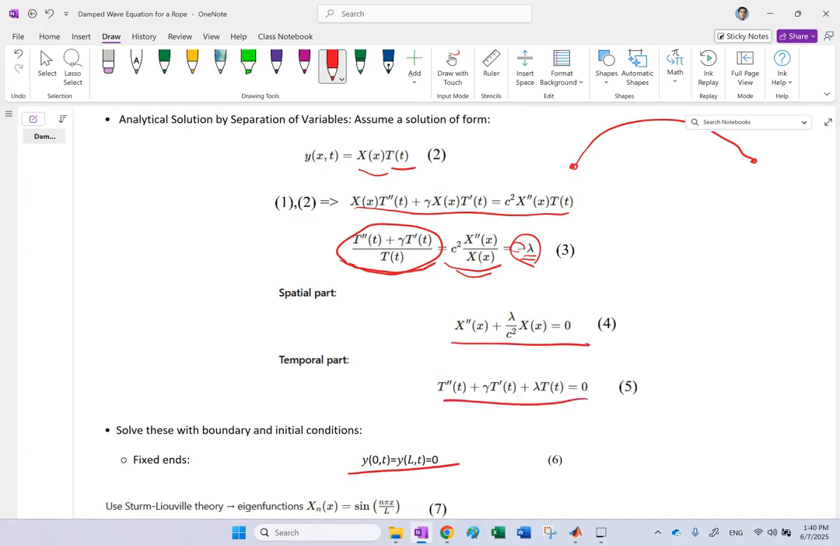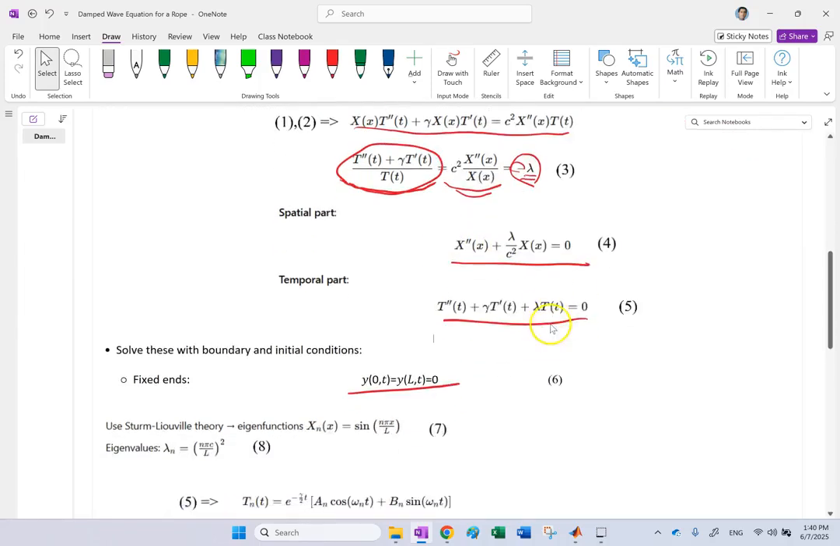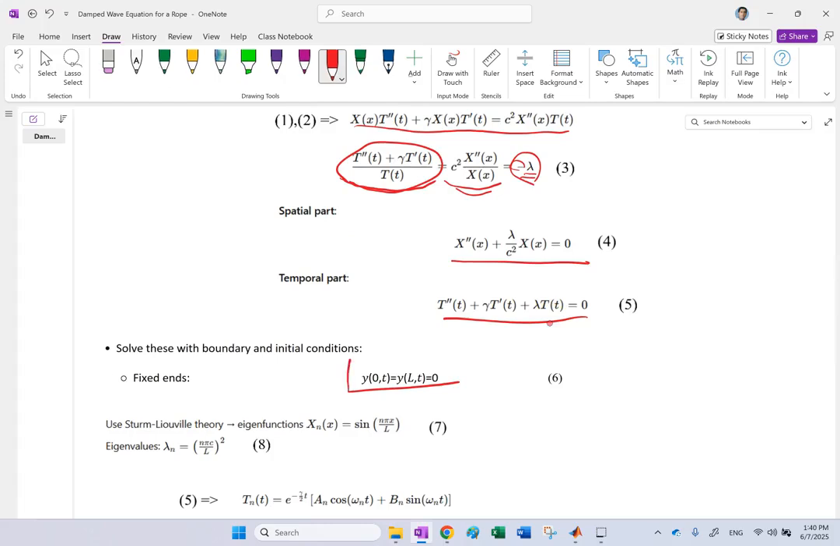So you converted your PDE into two separated ODEs, and now each one can be solved with their own condition. So this is an equation in terms of x. For that to be solved, you need the boundary condition. So that means clearly X at 0 should be 0, X at L should be 0. Correct?